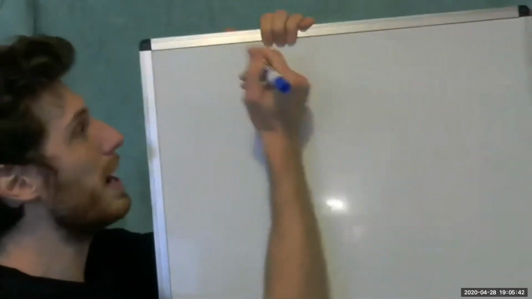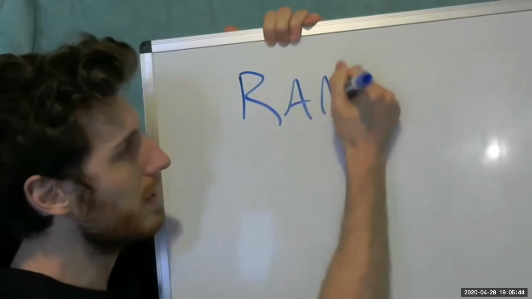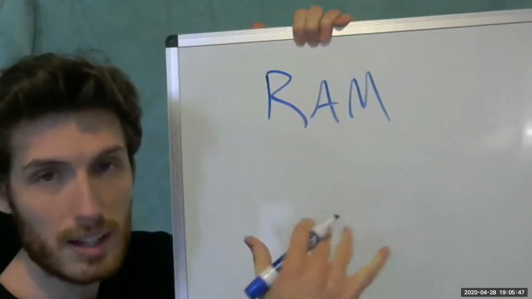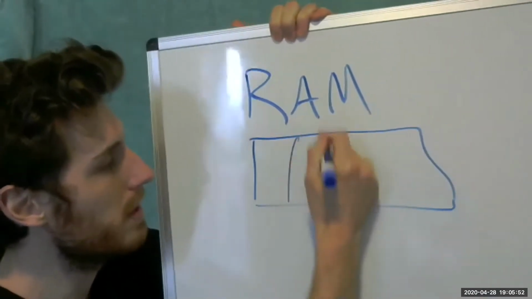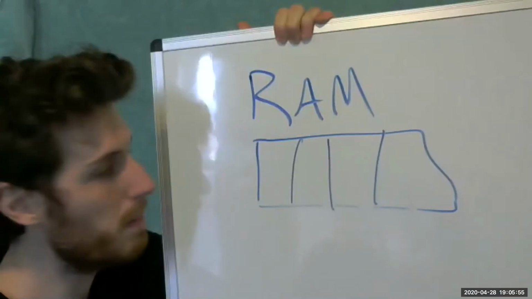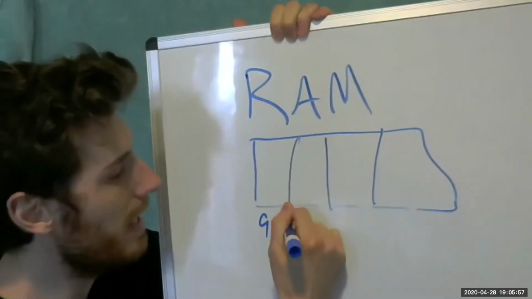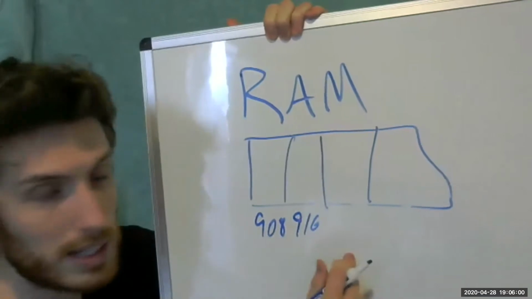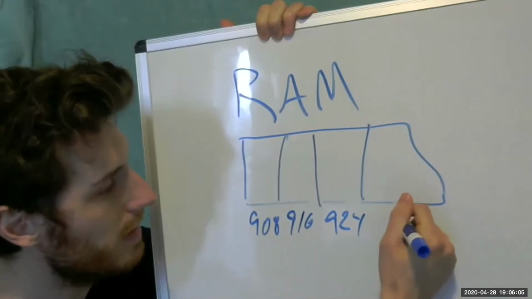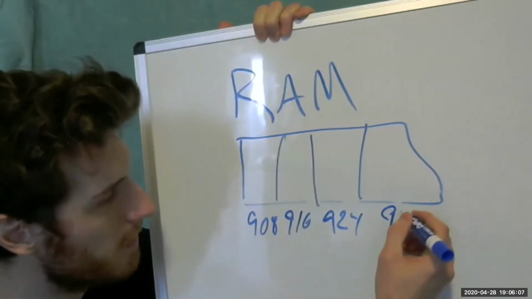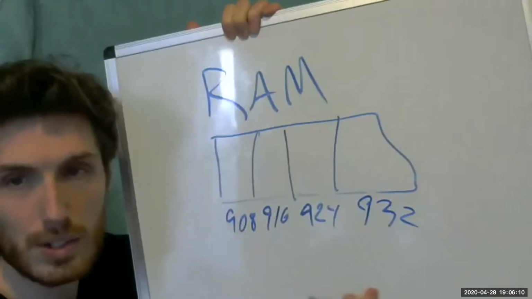Okay, so we've got this idea of an array, and we have our RAM, right? This is random access memory. This is like in the machine level, and we can think of it as all these bits of information, right? So maybe this is at 908 and this is 916. These are like the addresses, and this is 924 and 932 and so on. This is our RAM.